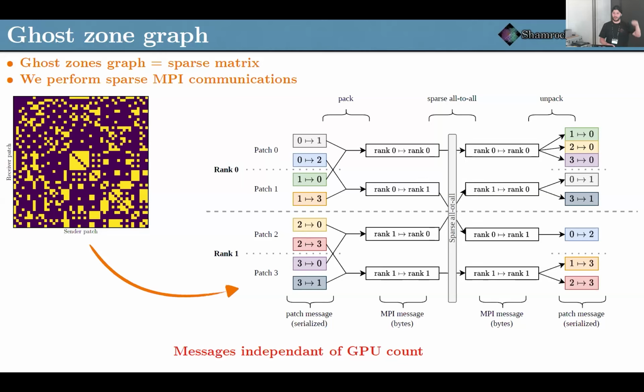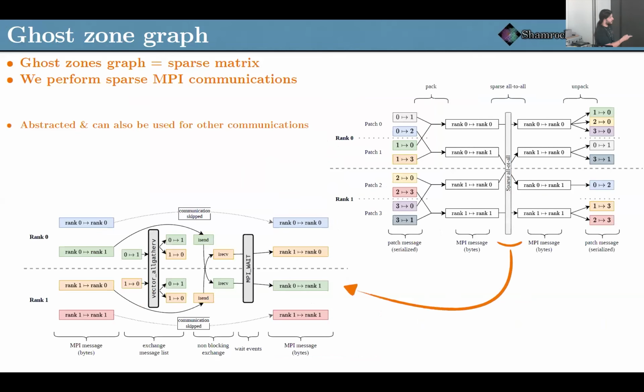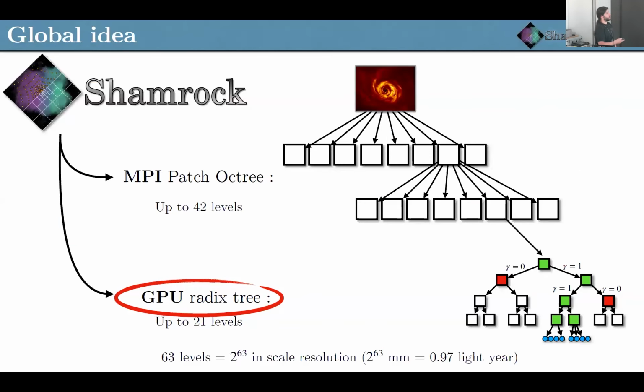We'll group those messages by MPI rank, since we want to send the message to another MPI rank, and then perform the sparse communication on those messages by collecting the global list of communications to perform and performing non-blocking MPI communications. Anyway, so this is the MPI part, the domain decomposition as an octree of subdomains.